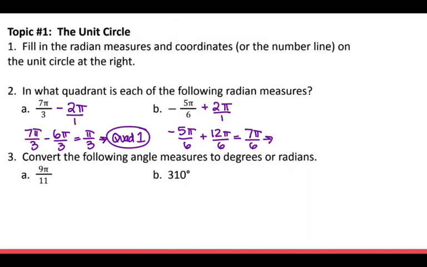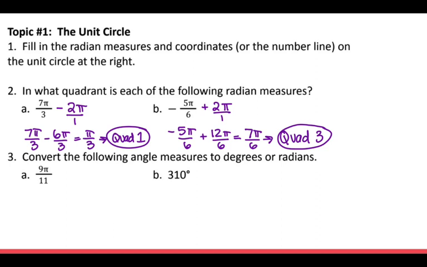Now, if you add or subtract 2 pi and you're still not at an angle that is on the unit circle, that just means you need to add or subtract again. So sometimes you may need to add 2 pi again or subtract 2 pi again until you get to an angle that is on the unit circle.